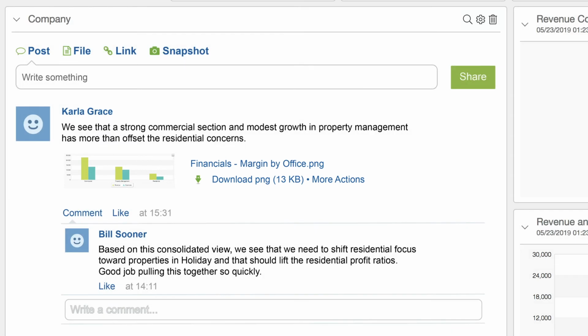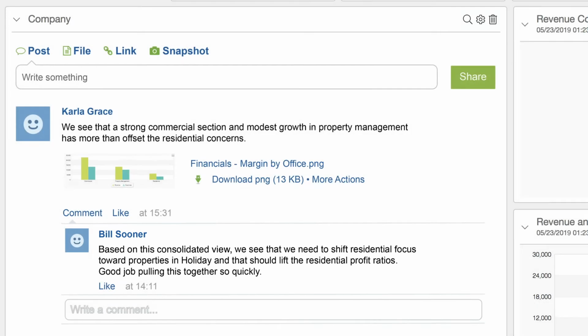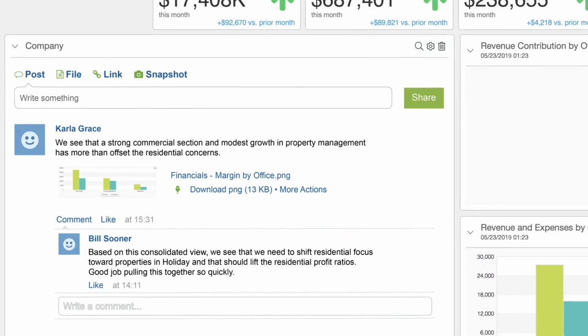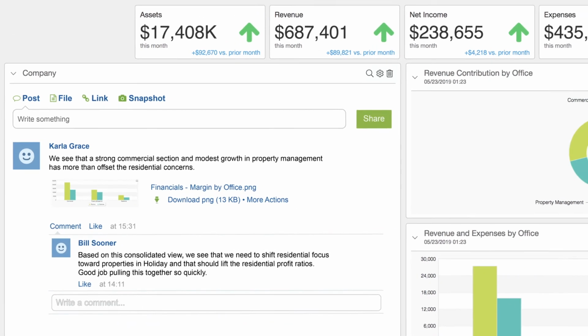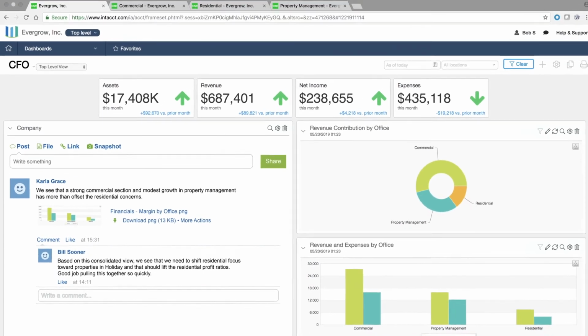A follow-up note by the CEO says, based on this consolidated view, we see that we need to shift residential focus toward properties in Holiday, and that should lift the residential profit ratios. Good job pulling this together so quickly. A year from now, when executives are discussing why they shifted focus, they can replace recollections and speculation with a documented decision and audit trail.